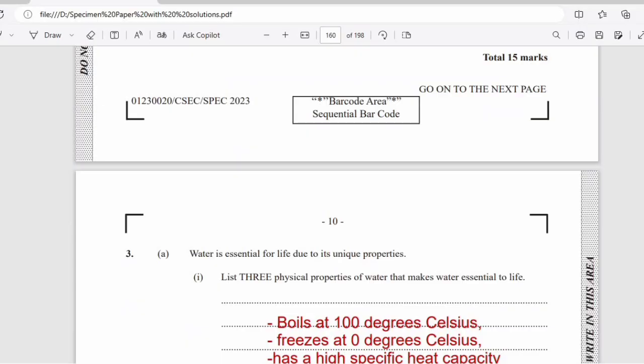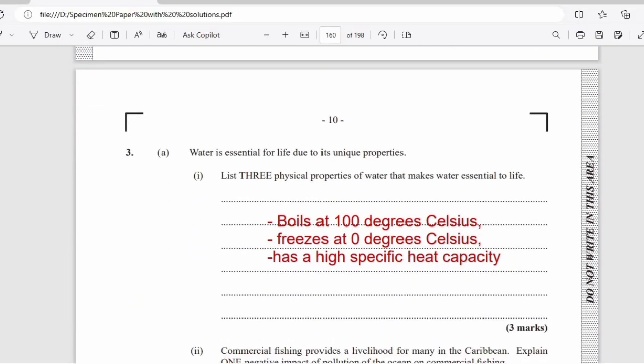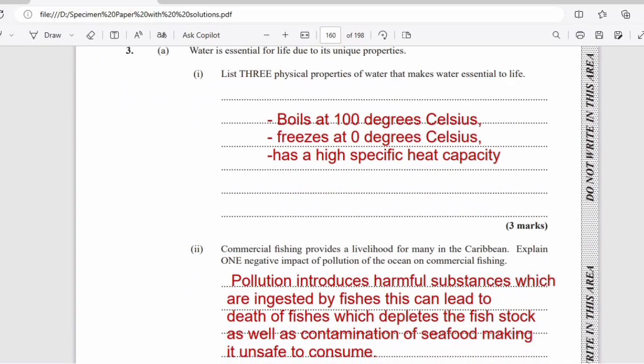We're on our way. Third question, we're at question 3. Water is essential for life due to its unique properties. List 3 physical properties of water that make water essential to life. 1, it boils at 100 degrees Celsius. 2, it freezes at 0 degrees Celsius. And 3, it has a high specific heat capacity. 3 marks for those answers, guys.